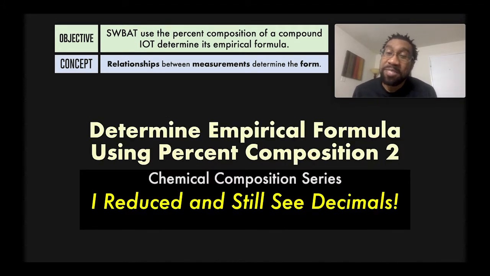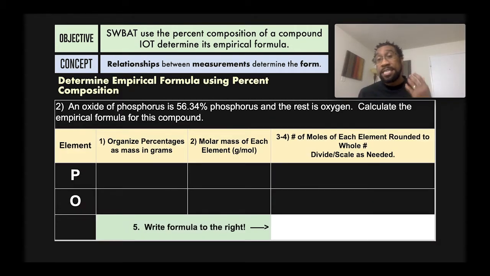All right, so I hope you survived the last lesson. Today we're going to determine the empirical formula using percent composition, part 2. And here's the question you might be asking: I reduced and I still see decimals. So what do we do? Let's look at an example here.